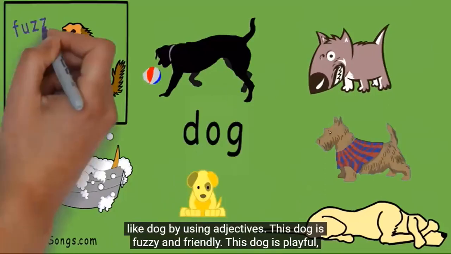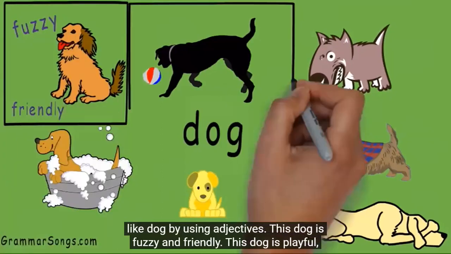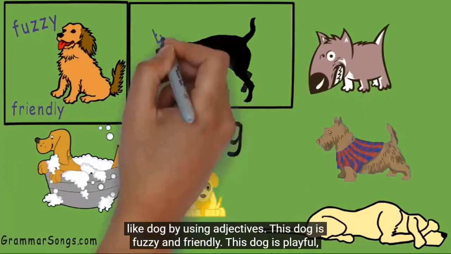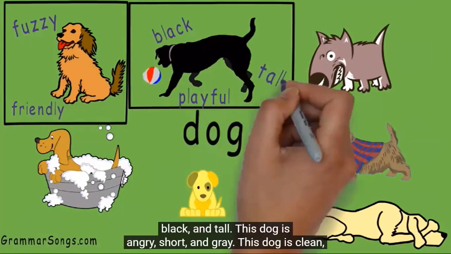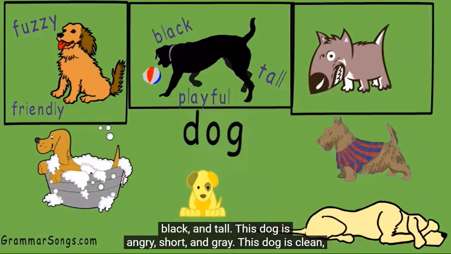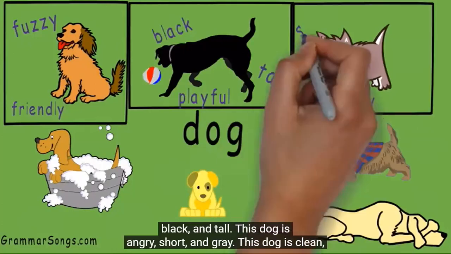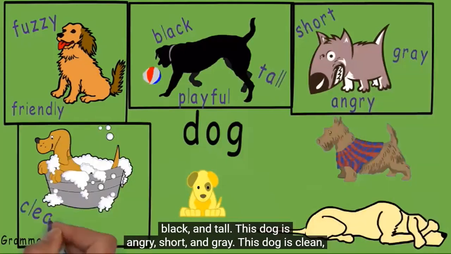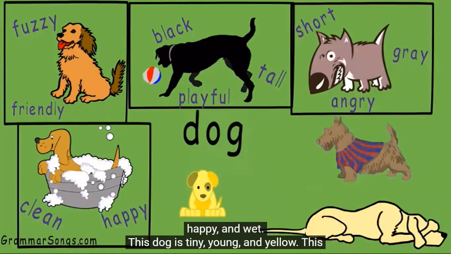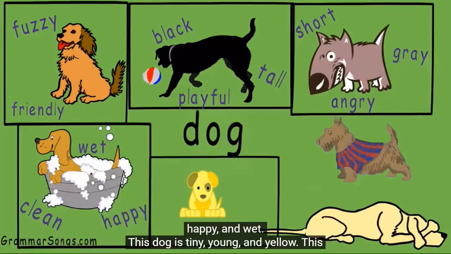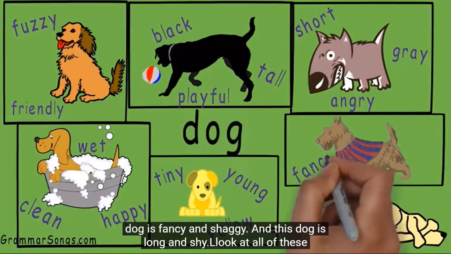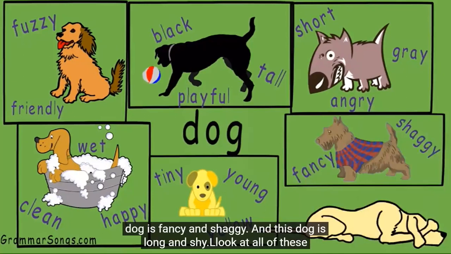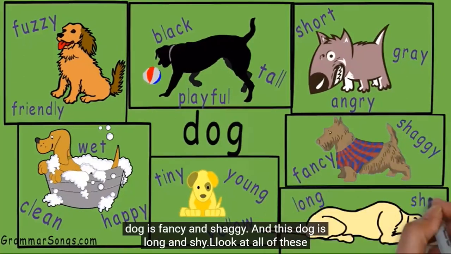This dog is fuzzy and friendly. This dog is playful, black, and tall. This dog is angry, short, and gray. This dog is clean, happy, and wet. This dog is tiny, young, and yellow. This dog is fancy and shaggy. And this dog is long and shy.